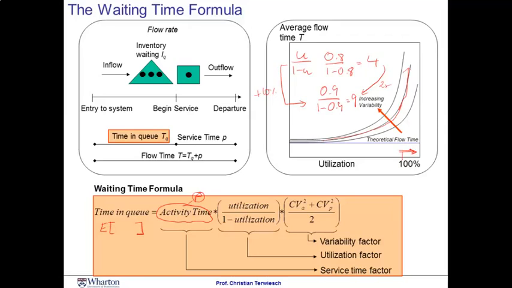Finally, look at the variability here. I'm squaring the coefficient of variation for both the arrival process as well as for the processing times. The more variability there is in the process, the longer is the time in the queue. If you look at a case where you have the coefficient of variation of an exponential distribution, you notice that these two are going to be equal to 1, and this whole last factor will degenerate to 1.